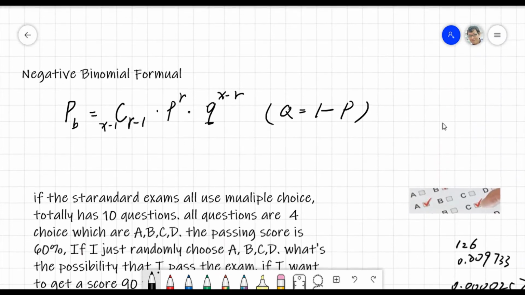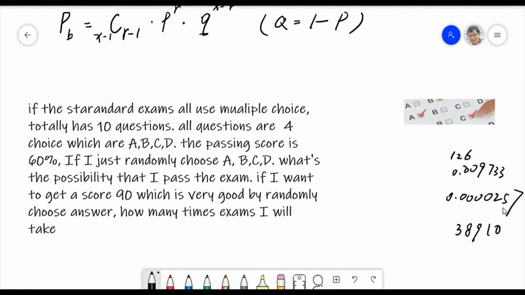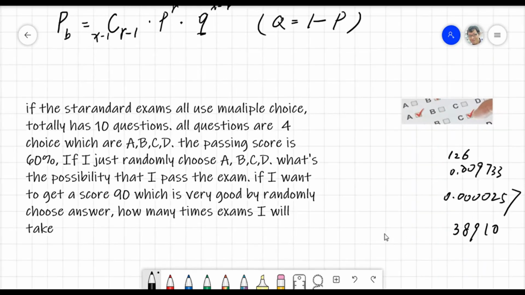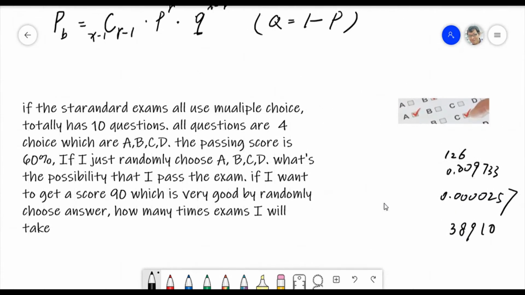I give this example, okay? You can see here I have some numbers, but later I will just copy, because the calculation will give you a headache. This is the application of the negative binomial random variable. I think if you're a student, this is usually like this: a standard exam uses multiple choice.